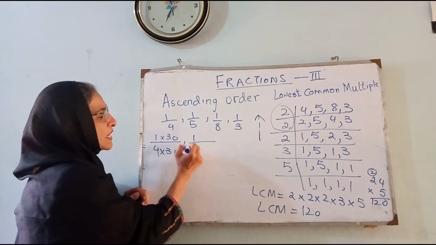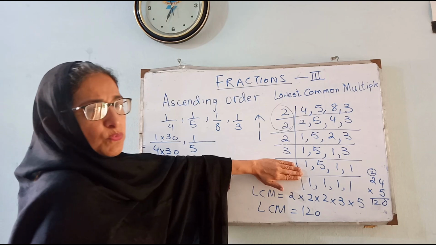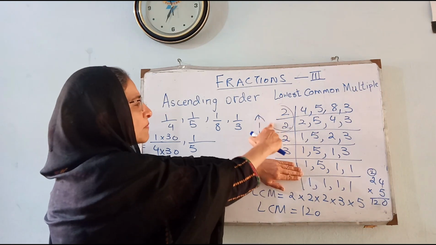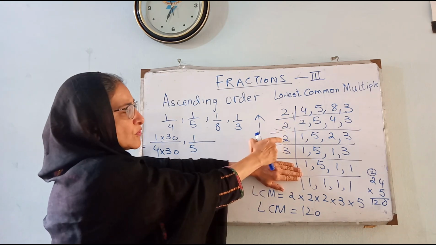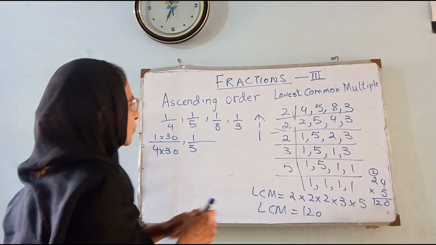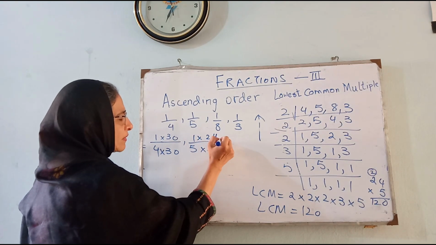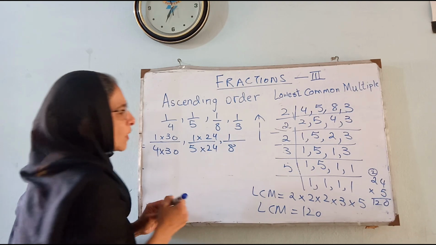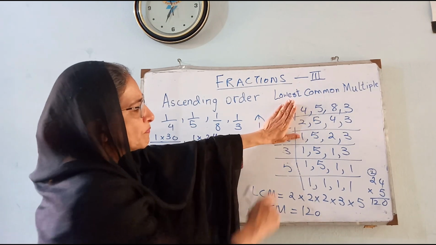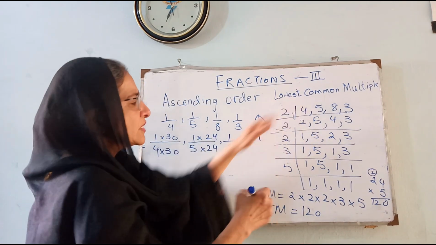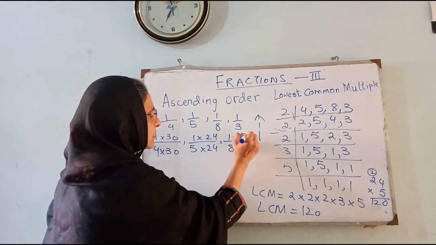1 over 5 is my next. Now, in my LCM, I am going to see where is 5. Here is 5. Leave this 5, and I am going to multiply the rest of the numbers. 2 twos are 4, 4 twos are 8, 8 threes are 24. So, 5 multiplied by 24 is 120. Next, 1 by 8. 2 twos are 4, 4 twos are 8. Leave this number. 3 multiplied by 5 is 15. So this 8 will be multiplied with 15 to get 120.